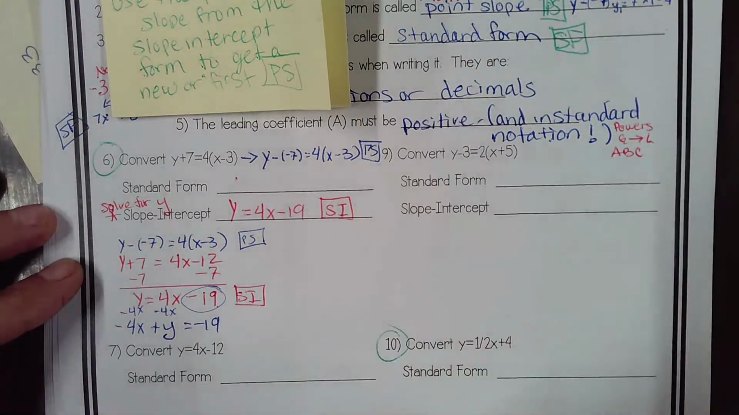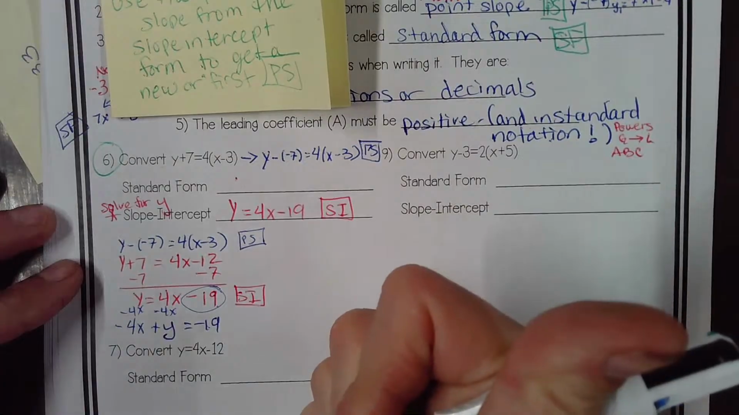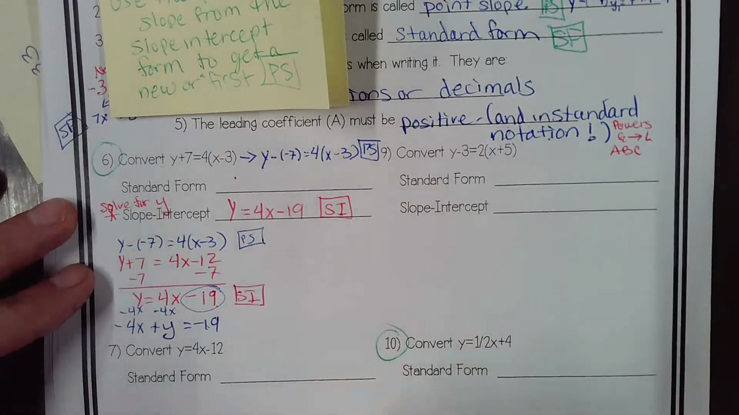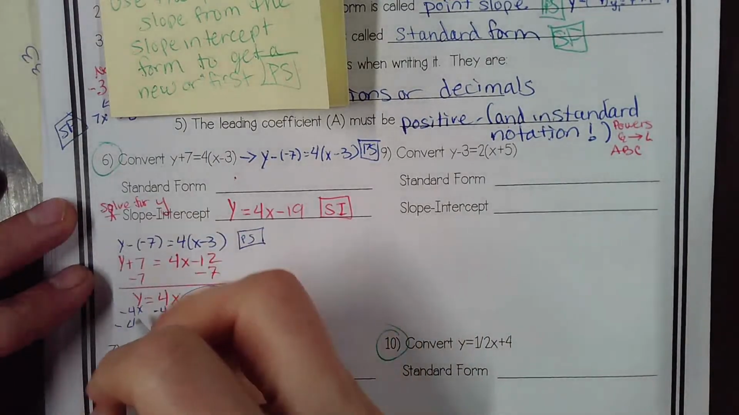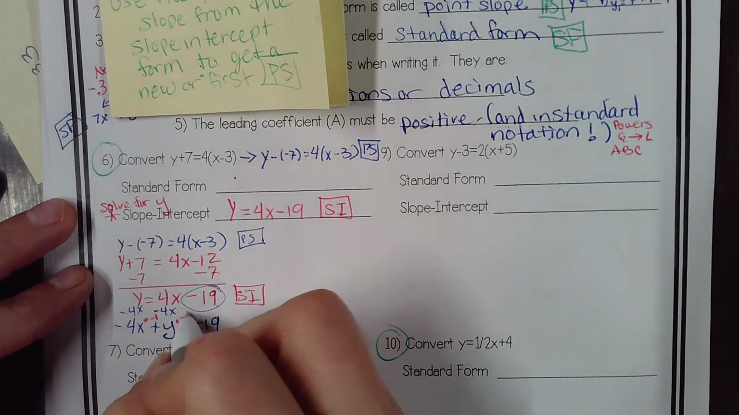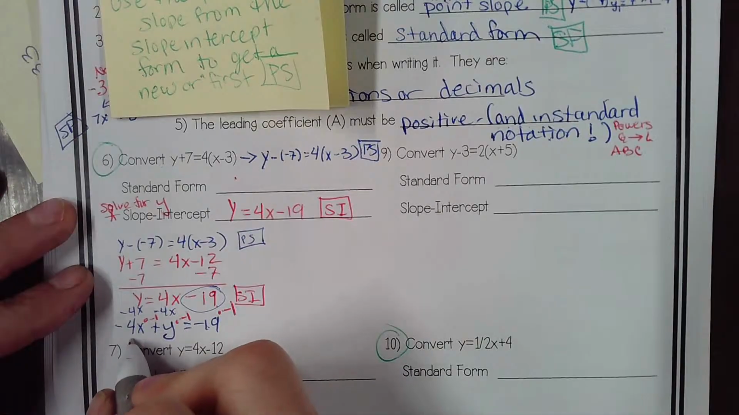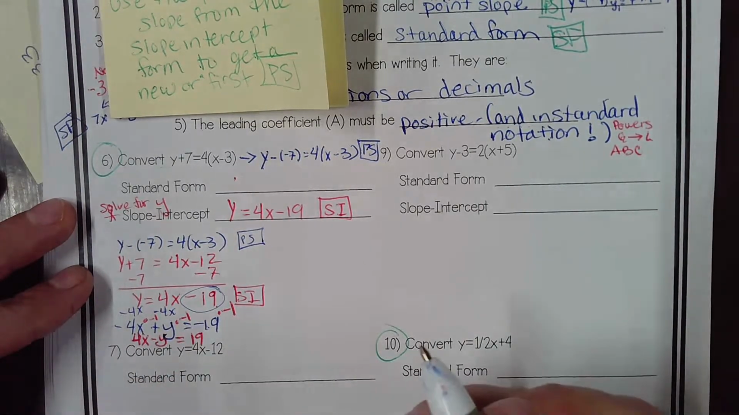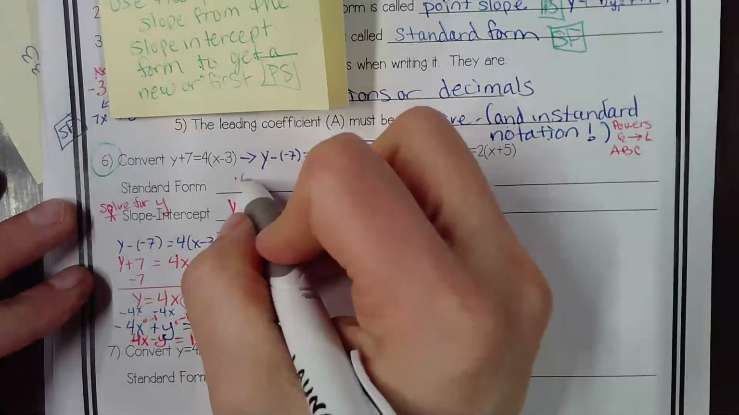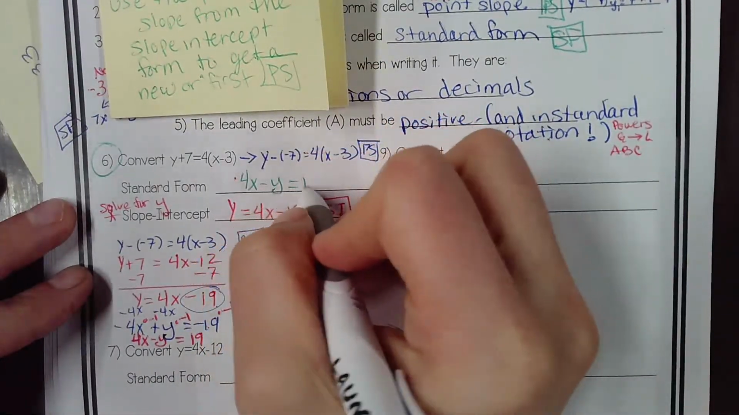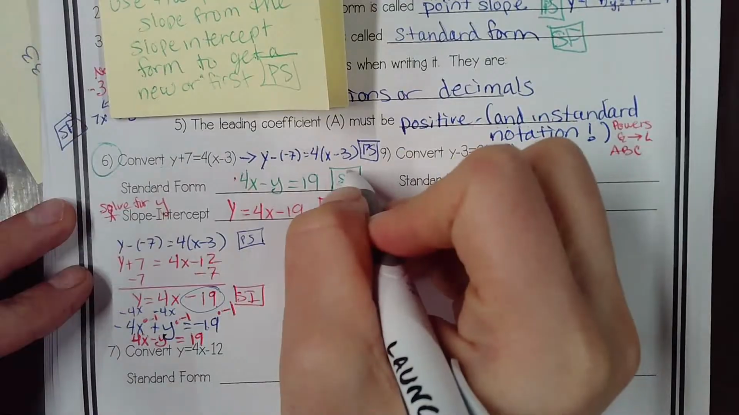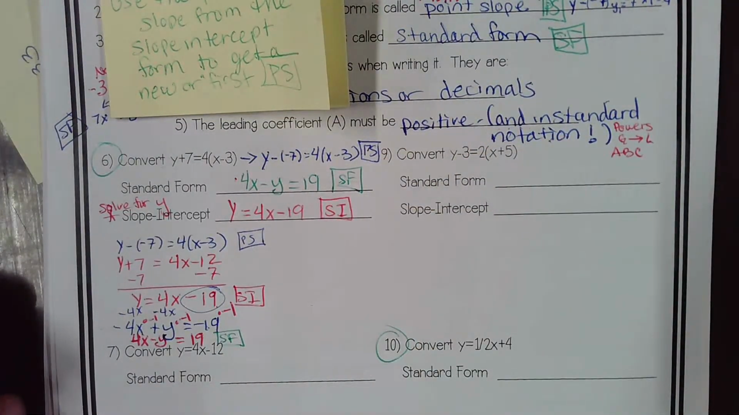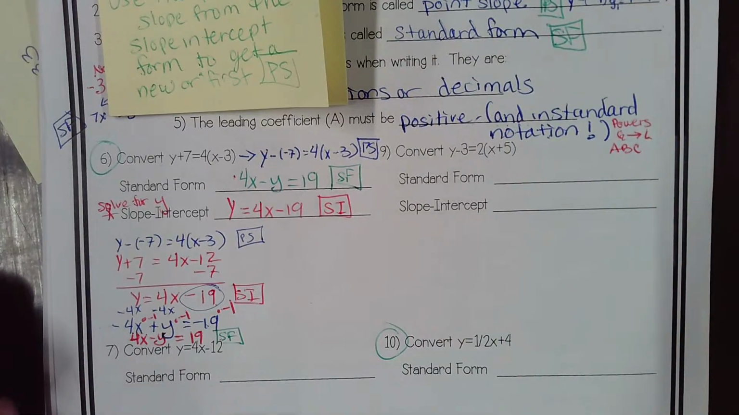No fractions or decimals? Good. Standard notation? Good. But positive leading term. So I need to go through here and I'm going to multiply each term on all sides by negative 1, giving me 4x minus y equals 19. That is my standard form, and so is this line here. Try doing number 9.